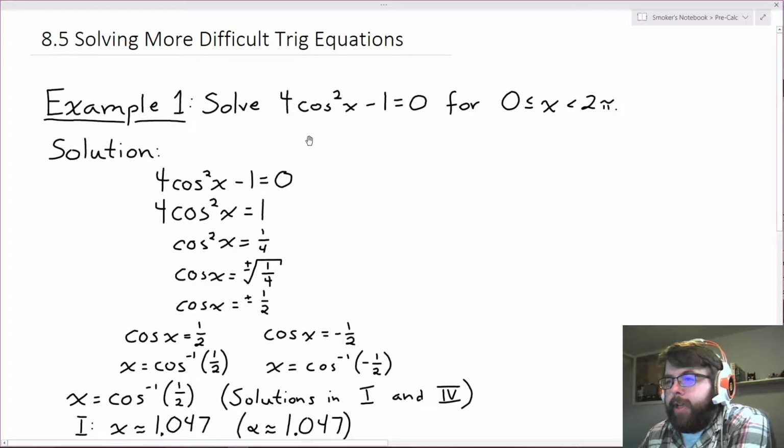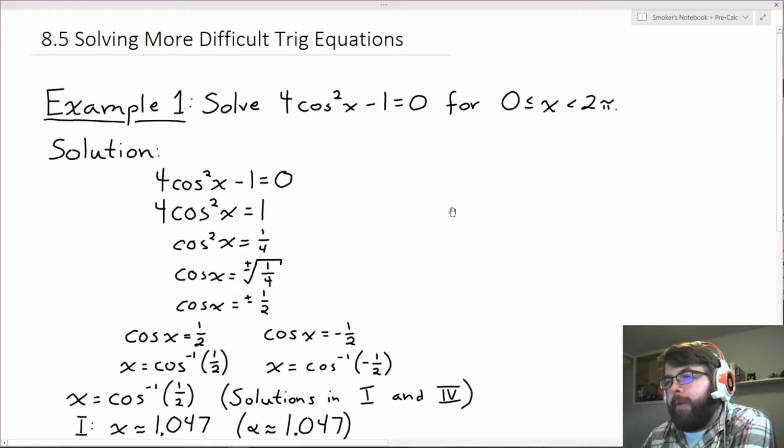But rather than the problems that we had been doing, which would be something similar to 4 cosine x minus 1 equals 0, you'd solve for cosine of x by adding 1 to both sides, dividing both sides by 4, and then you'd have cosine of x is equal to something. And then when we do the trig part, once the trig function is equal to something, we find the solutions in the two quadrants. There'll be two solutions in two different quadrants for each trig function.